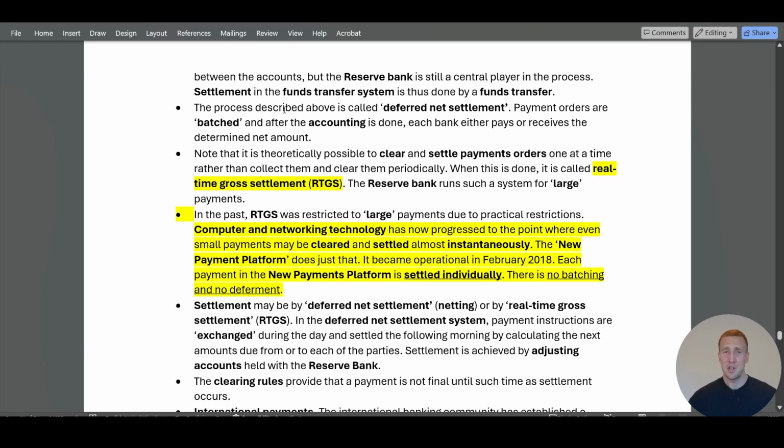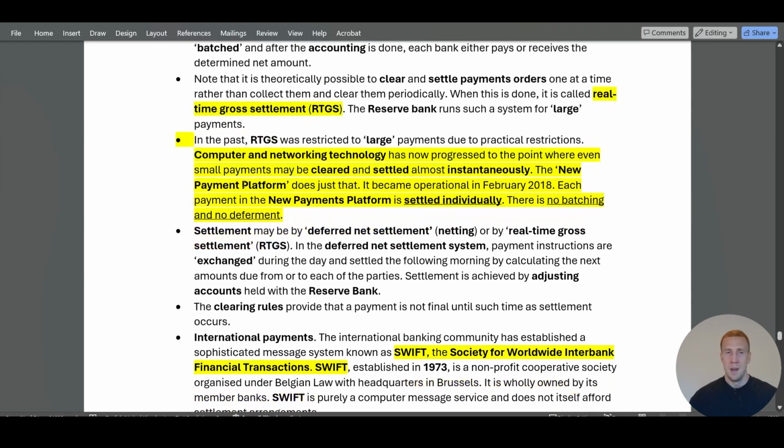The process described above is called deferred net settlement. Payment orders are batched, and after the accounting is done, each bank either pays or receives the determined net amount. Note that it is theoretically possible to clear and settle payment orders one at a time rather than collect them and clear them periodically. When this is done, it is called real-time gross settlement. The Reserve Bank runs such a system for large payments.